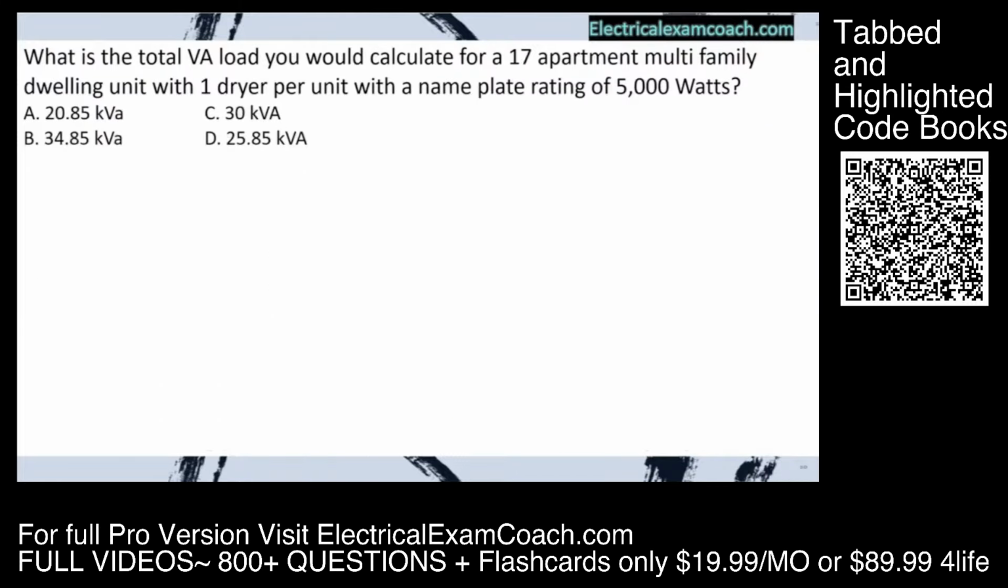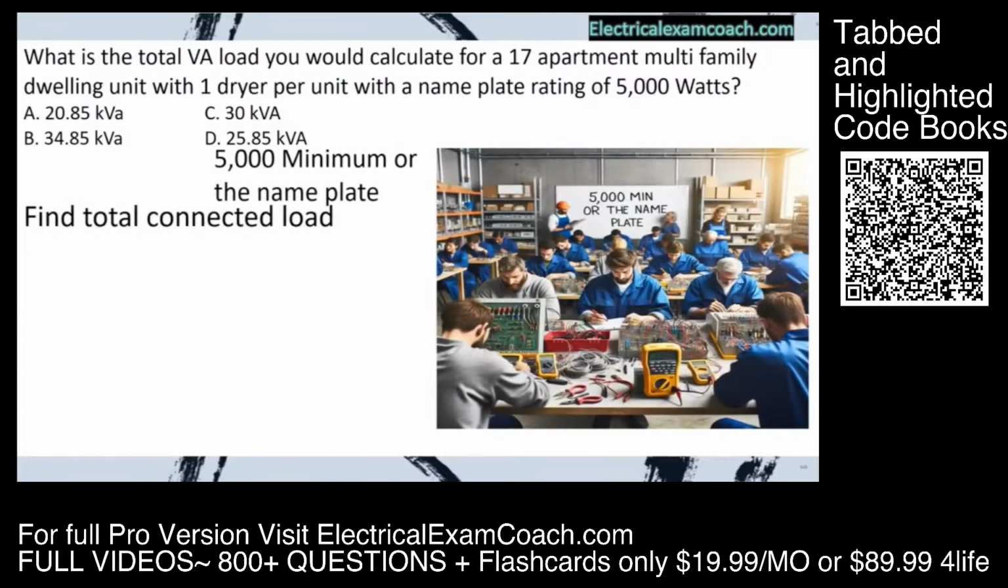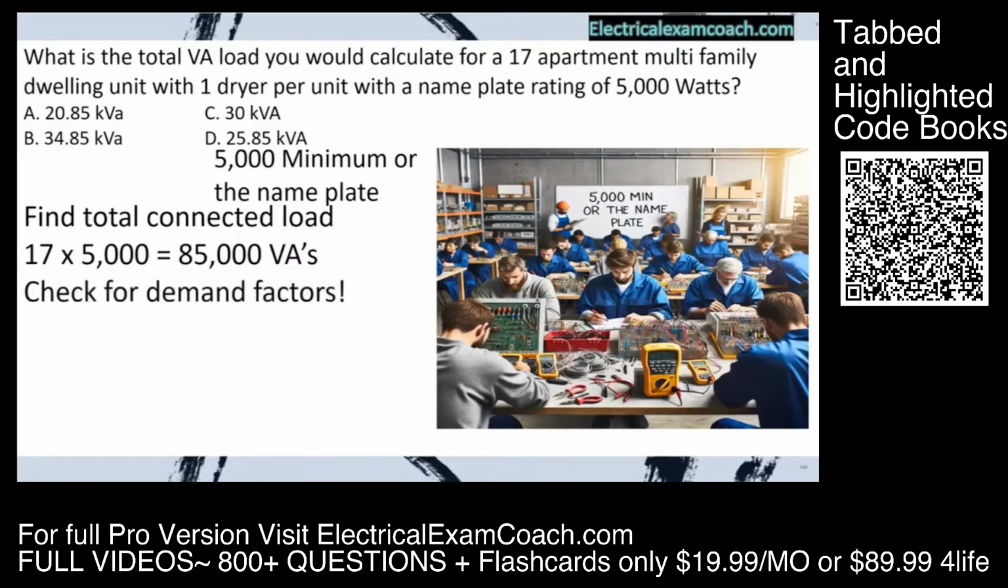What is the total VA load you would calculate for a 17 apartment multifamily dwelling unit with one dryer per unit and a nameplate rating of 5,000 watts? First, we're going to find our total connected load. We're going to use 5,000 minimum or the nameplate, whichever is larger. We take our 17 units multiplied by 5,000 each, and that gives us 85,000 VAs. Now, let's check for demand factors.